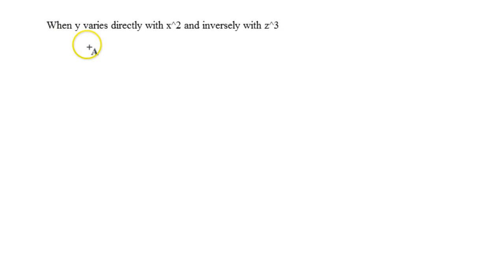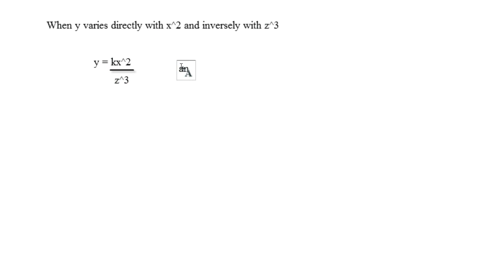Alright, so here's the type of problem where y varies directly with x squared and inversely with z cubed. Directly, first off, we're going to just have y equals kx squared. That's going to be the top portion. And then our bottom portion is going to be the z cubed. And voila, we have our problem set up.